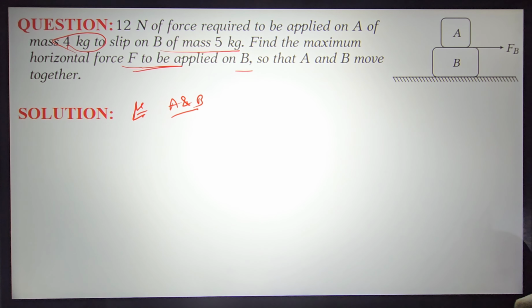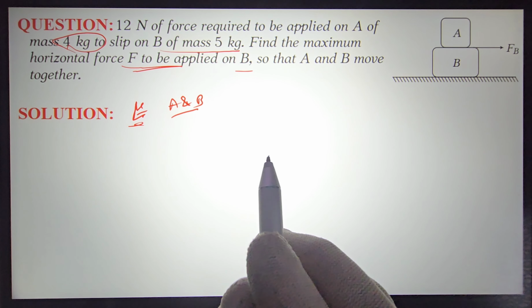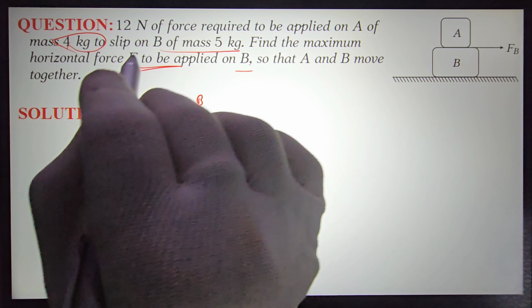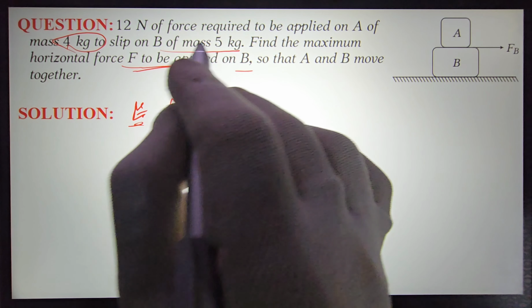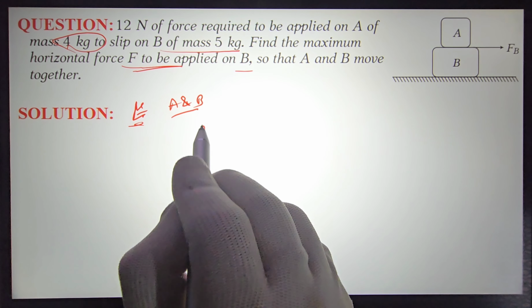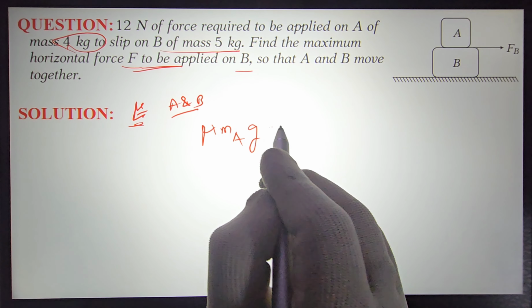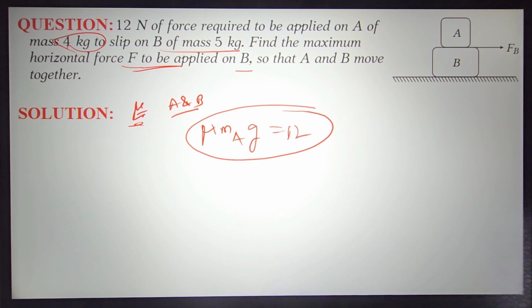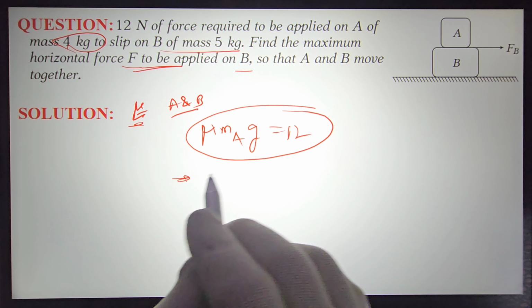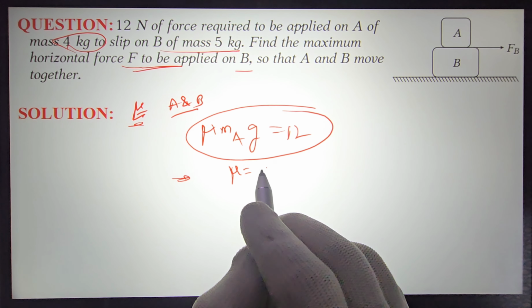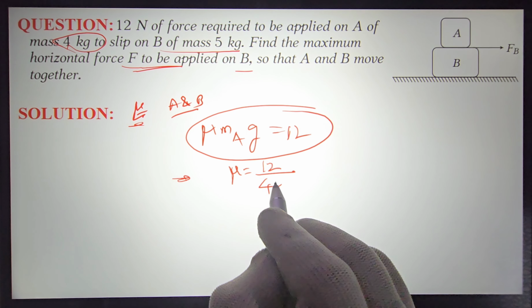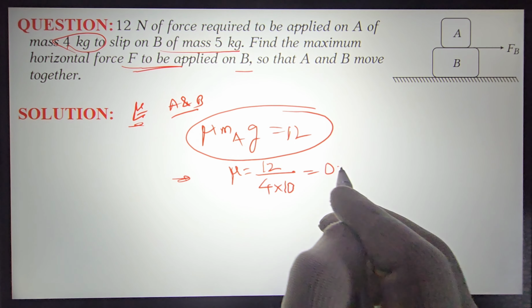OK, so this is the mu, which is the friction coefficient, as 12 Newton. What I'm saying in this particular equation is that 12 Newton force on A is required for slipping. So you can say, see, mu m_A into g for A block, mu m_A g is equal to 12, right? This is one thing. Simple as per the question requirement. So you can calculate the value of mu. What is the value of mu? Mu comes out to be 12 upon 4 into 10, because these values are given, that is mu comes out to be 0.3.